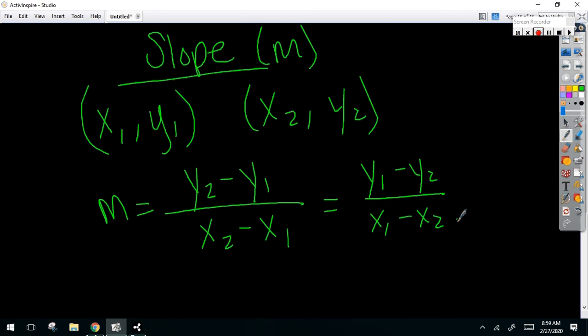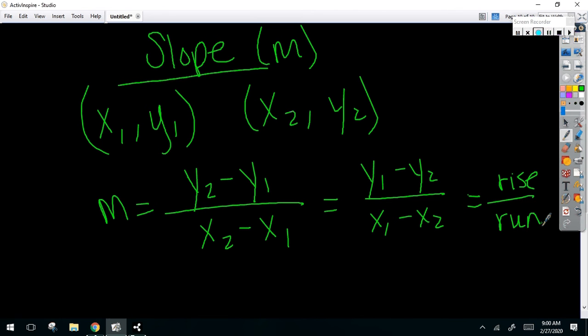How else have you heard slope described before? Yes. Rise over run, because the y-axis rises and the x-axis runs. Rise over run. But it's still change in y divided by change in x every single time.